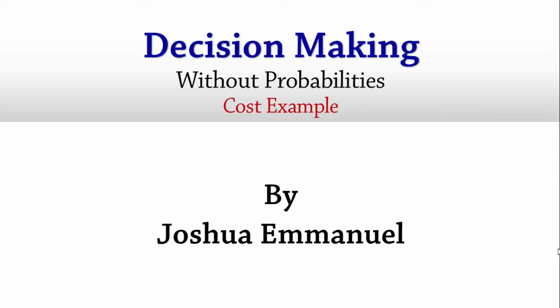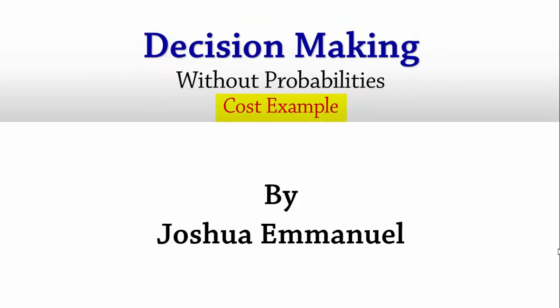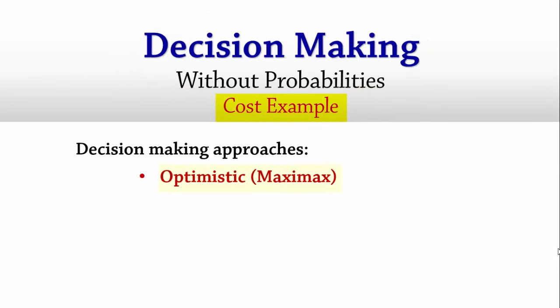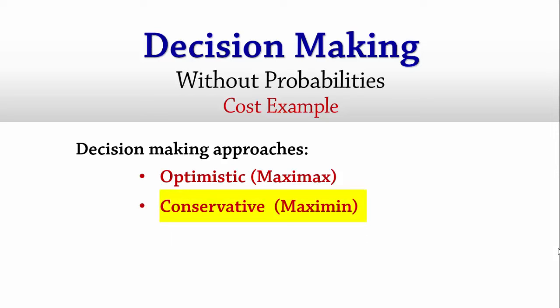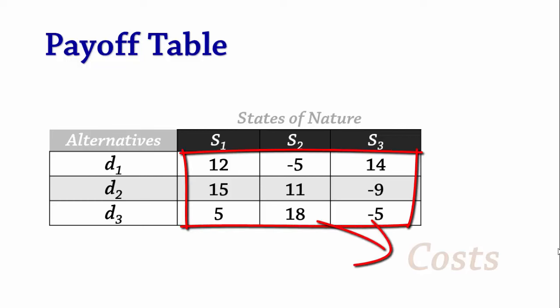Welcome. In this brief video, we will be discussing decision making without probabilities, where cost is involved. We will cover the optimistic or Maximax approach, the conservative or Maximin approach, and also the Minimax Regret approach. We will be using this payoff table, where payoffs are costs.